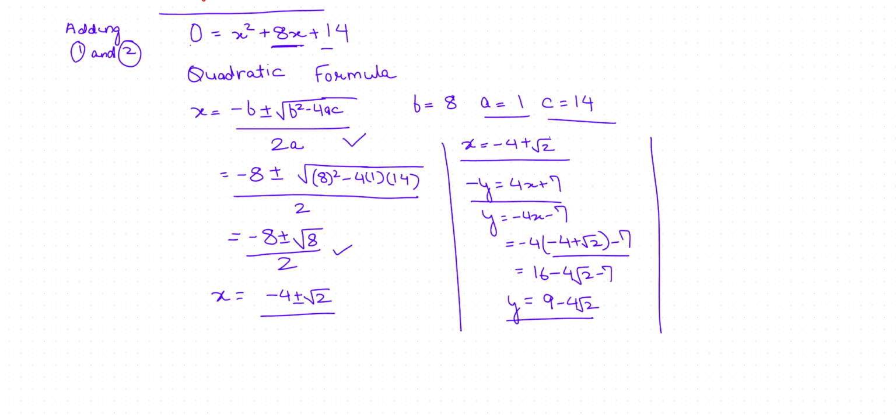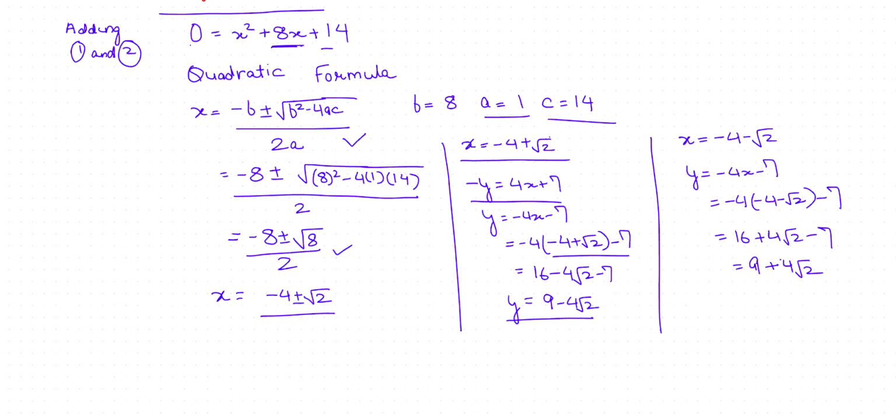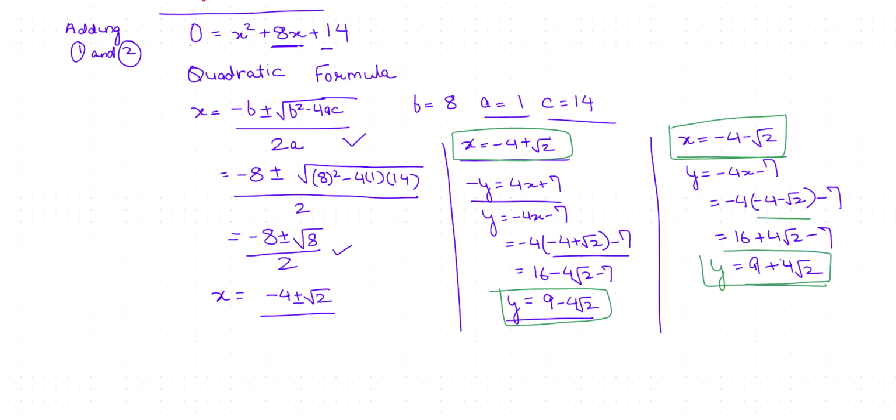Now let's use negative root 2. So now when we use negative 4 minus root 2 and substitute it in this equation, we get the value of y here. When this was the x, we got y as 9 minus 4 root 2. When x was negative 4 minus root 2, we got y as 9 plus 4 root 2.